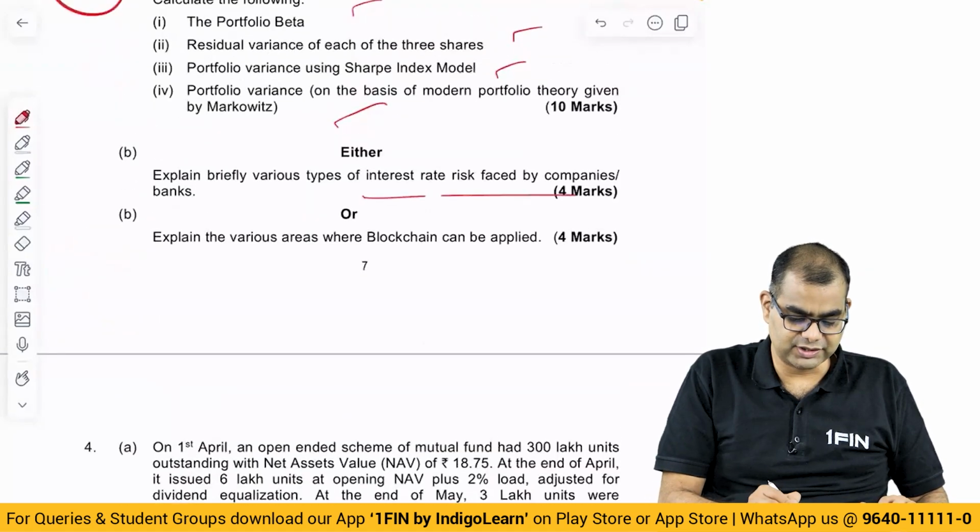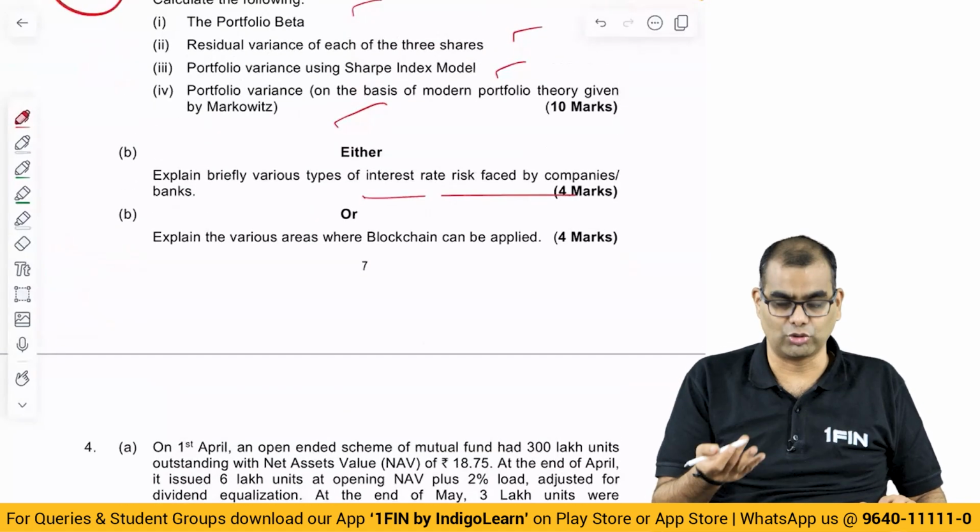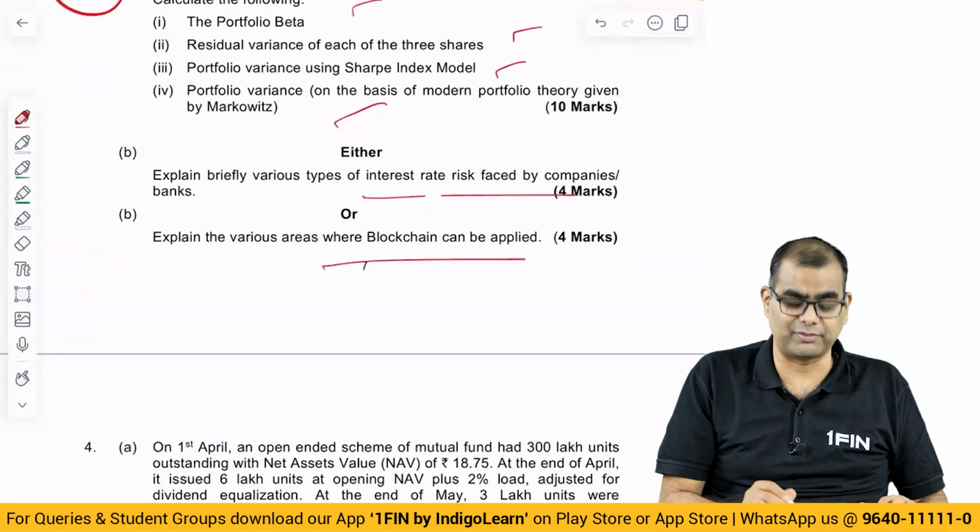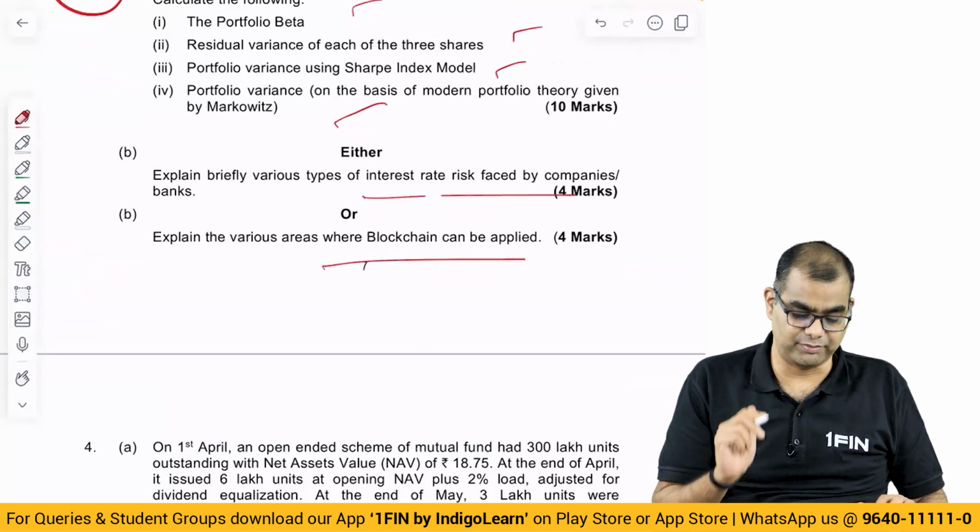Then explain types of interest rate risk faced by the company. You can go through the material. I've given this, areas where blockchain can be applied. I told you this is also a very, very important question.